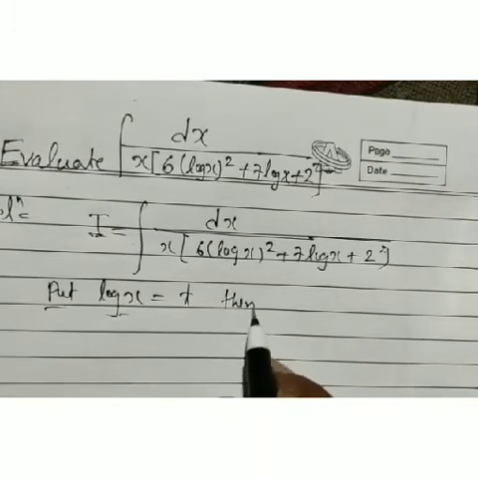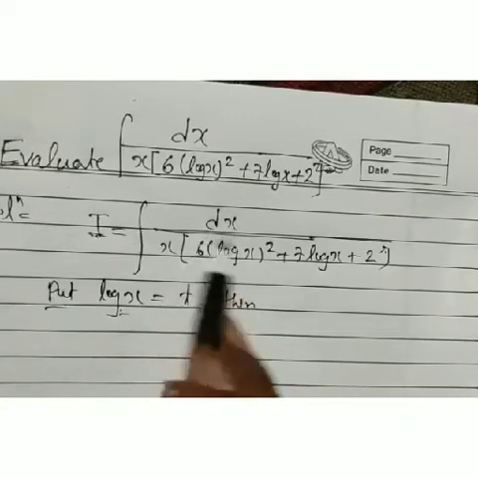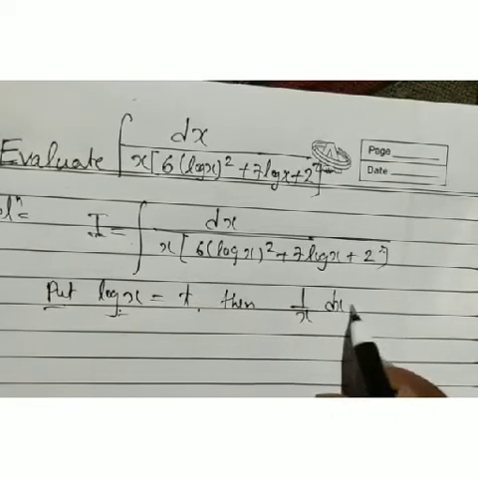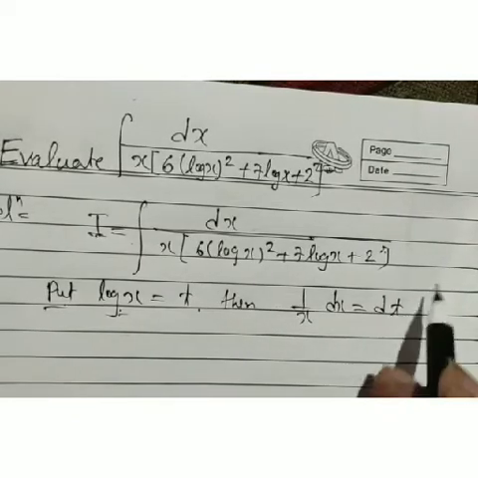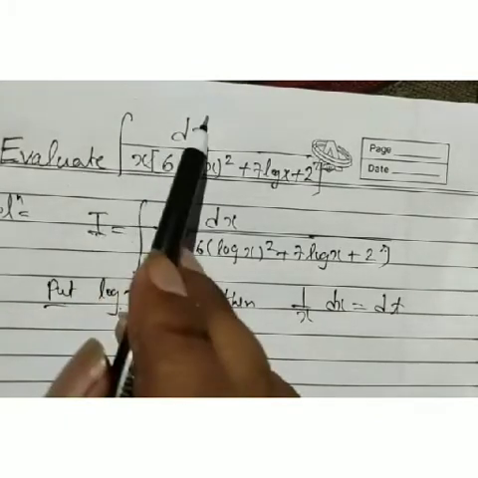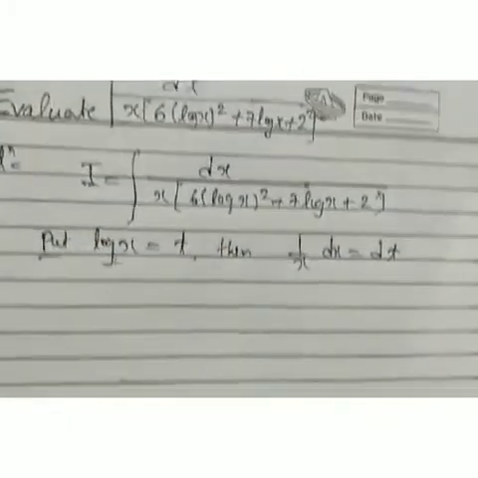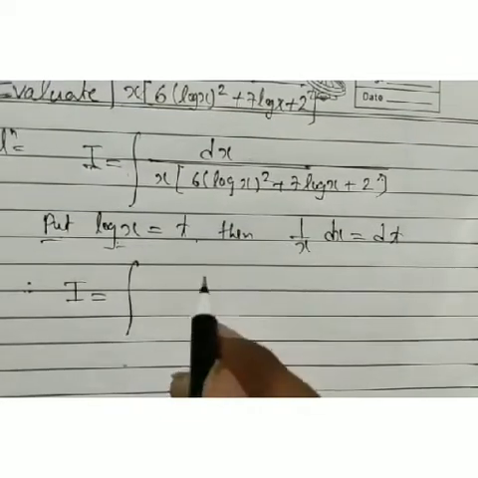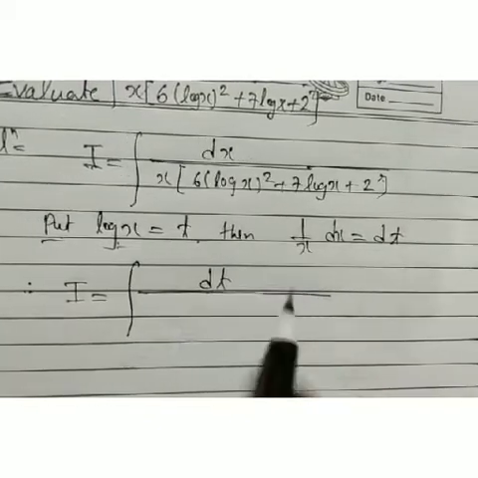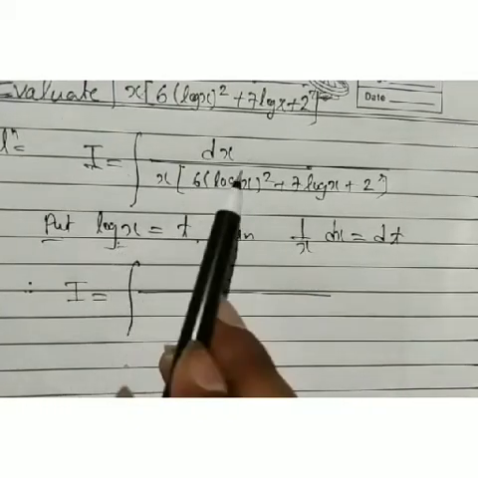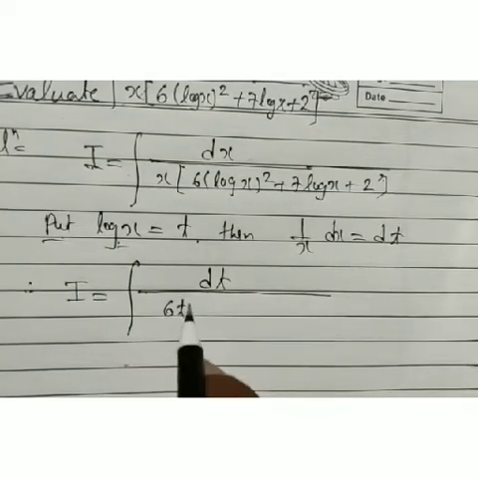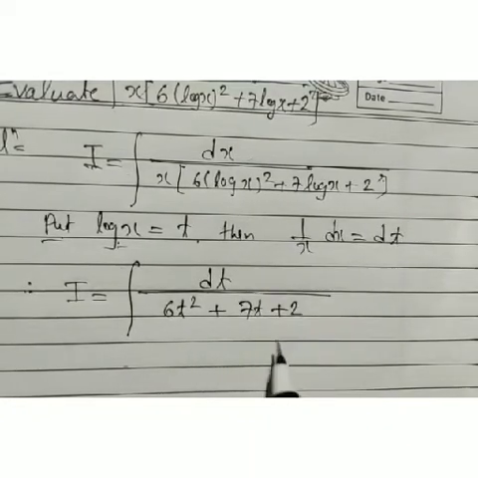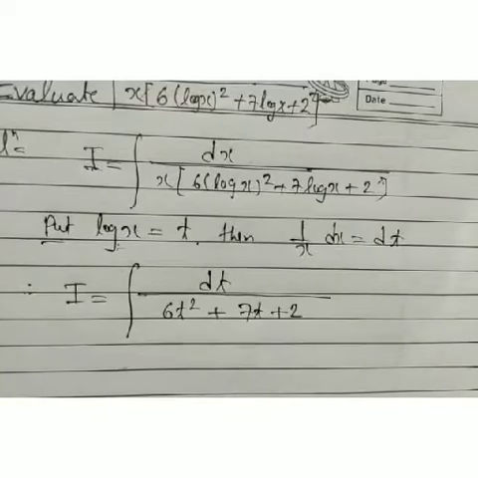Since we take log x equal to t, we have to change dx in terms of dt. From here we have (1 by x) dx equal to dt. So we replace dx by x with dt. Therefore our I is now transformed to the integral of dt upon 6t square plus 7t plus 2. Now it's a quadratic, so we have to factorize it.